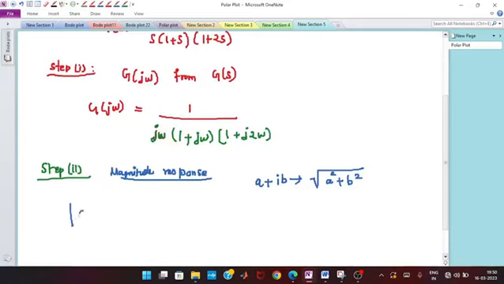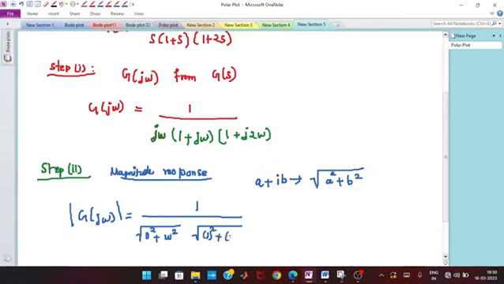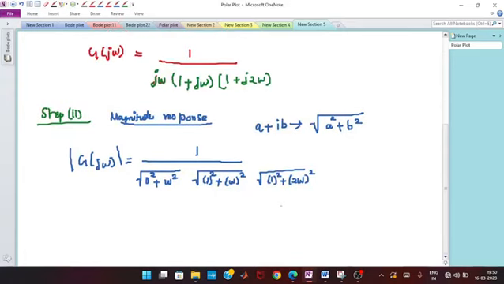Here, if you want to find the magnitude of G(j omega), you just use this formula. For 1 by j omega, there is no real part, so 0 square, and the imaginary part is omega, so omega square. Similarly, for 1 + j omega, the real part is 1, so 1 square plus omega square. Similarly, for 1 + j 2 omega, 1 square plus (2 omega) square. So now we have to simplify it.